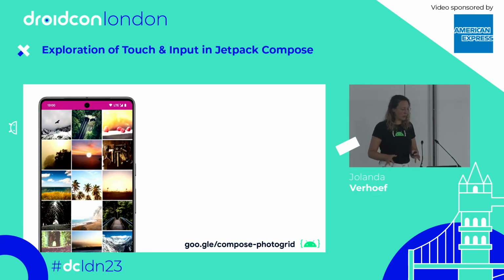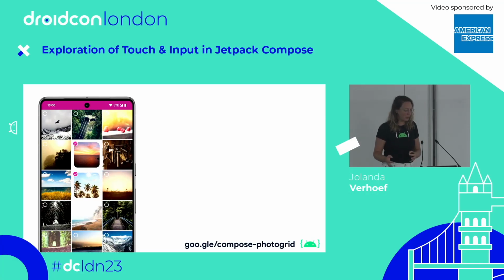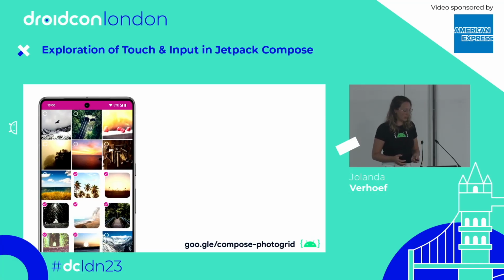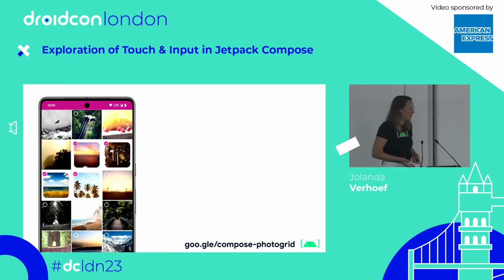So our goal is to be able to select multiple photos in this grid. A user should be able to long press and drag to select multiple photos at once. I actually looked at Google Photos, who's doing this, and I was like, how are they doing it? Well, they weren't using Compose, so I'm trying to implement this in Compose now, right? And it's actually quite doable.